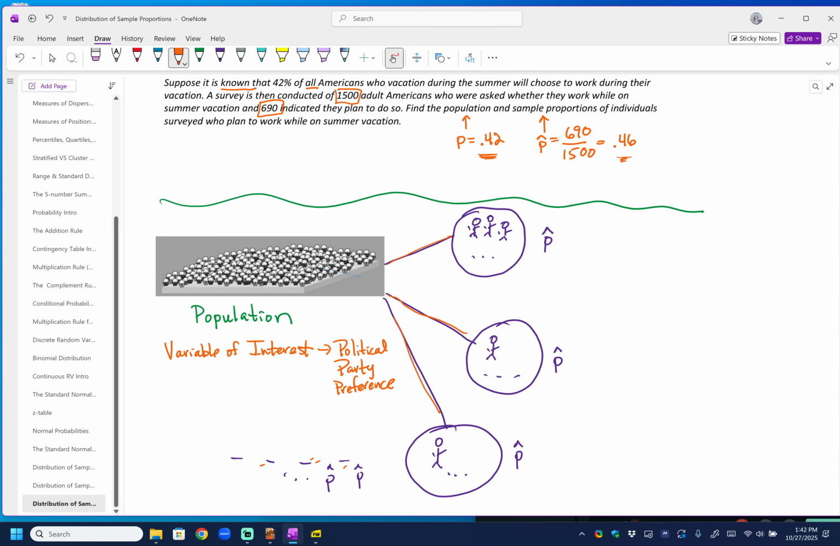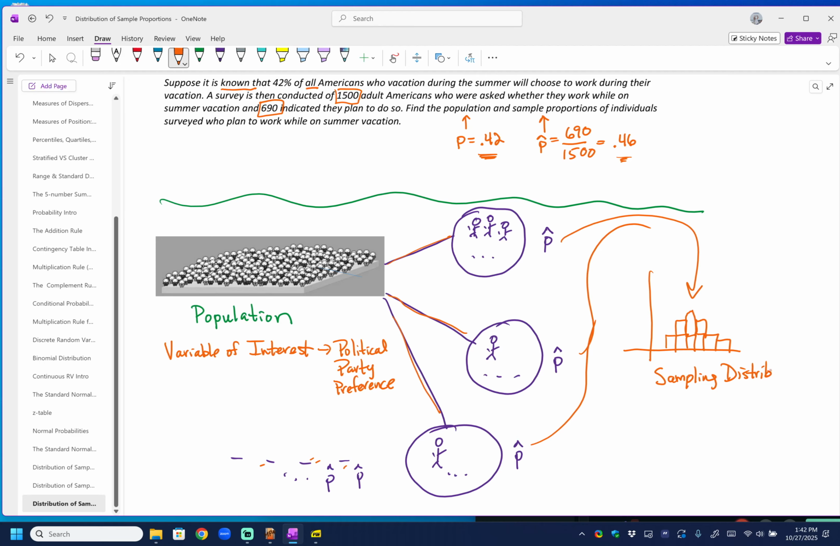Well, just like last time, we're going to form a distribution. We're going to throw a p hat in here. We're going to throw another one in, and another one, and so forth. And eventually we're going to create a distribution. We call this the sampling distribution of the sample proportion. Think of it as a distribution that is filled with p hats. So in other words, p hats instead of x bars like last time. So lots and lots of p hats everywhere.